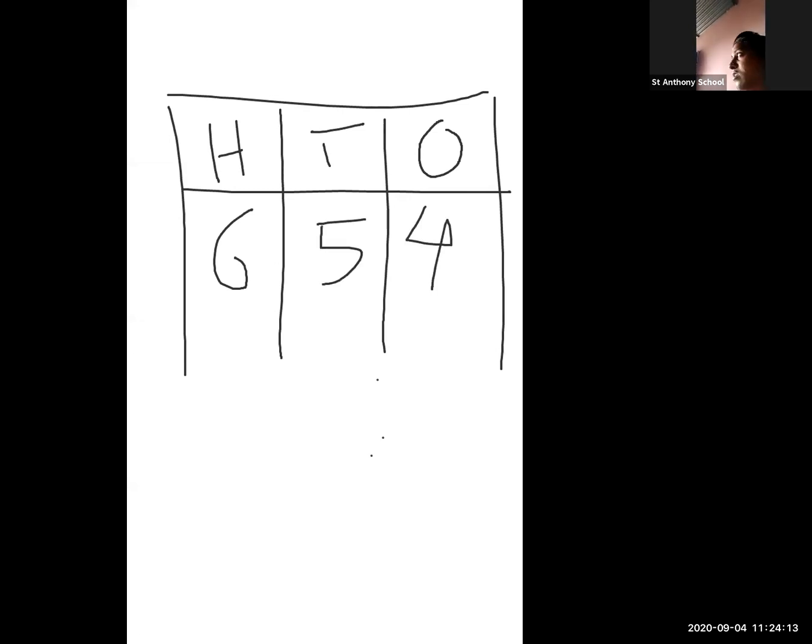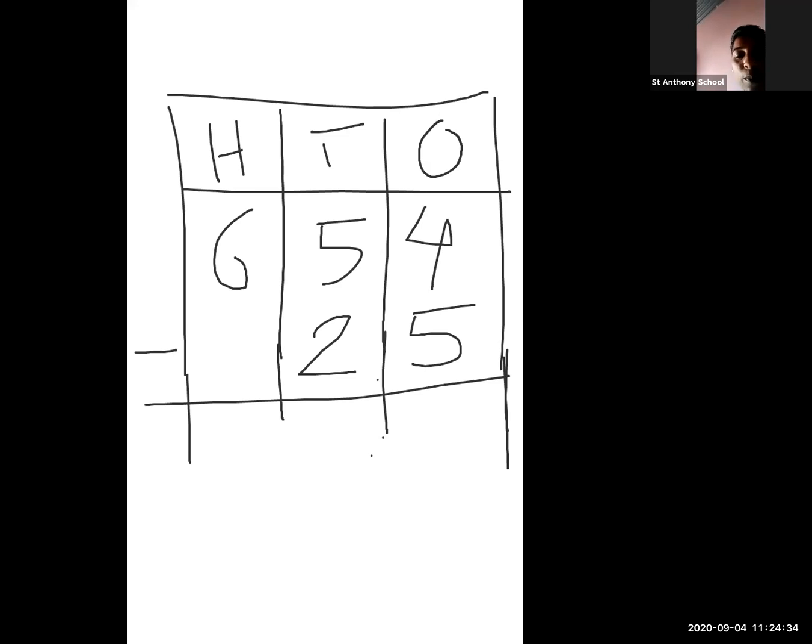654 minus 25. Okay, ready everyone? How am I going to subtract now? Look properly. See, 4 is the small number, 5 is the bigger number, right?